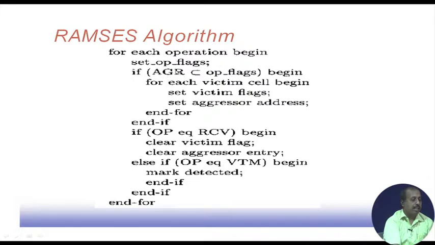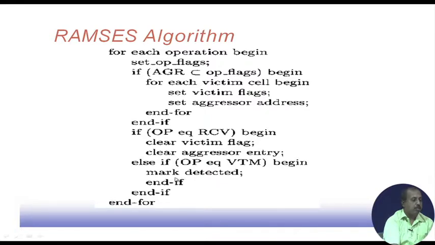So, if the aggressor is a subset of the operation flags, that is, the aggressor is there in the operation flags, like W0, then that is an aggressor. Then for each victim cell we set the victim flags and set the aggressor address, which address has created this aggression. On the other hand, if the operation is recovery, then we have to clear the victim flag and clear the aggressor entry. Otherwise, if the operation is victim, then we say that it is detected.